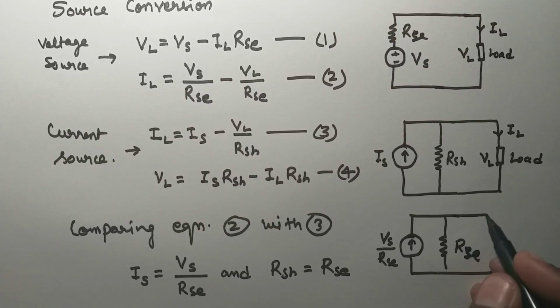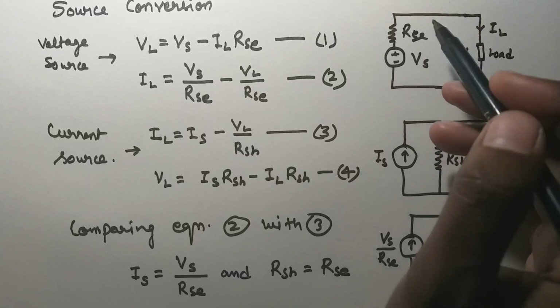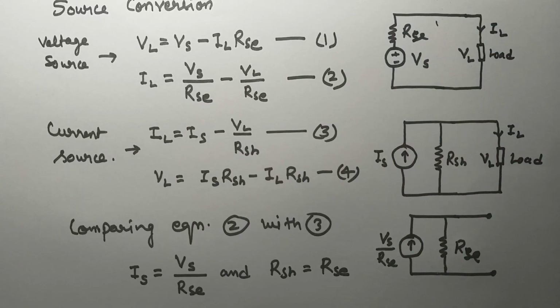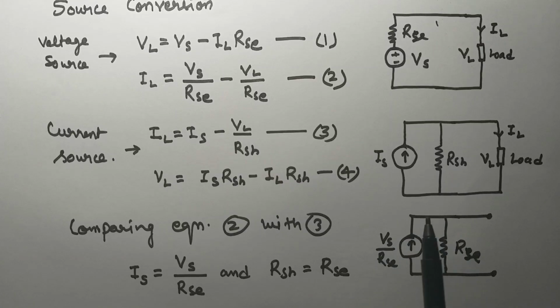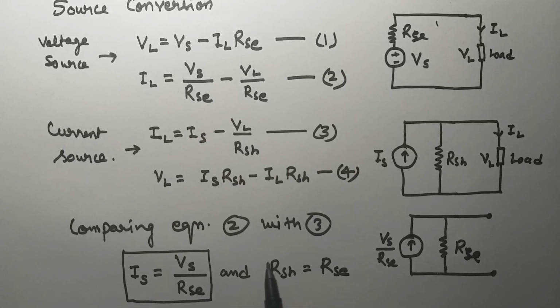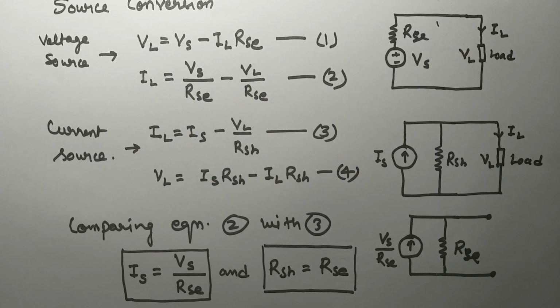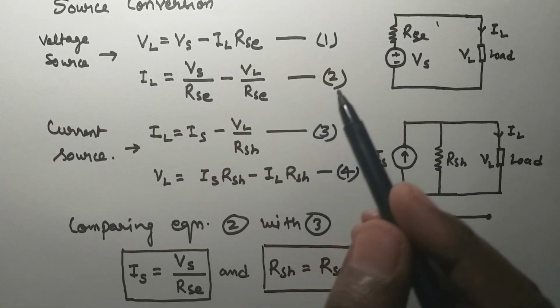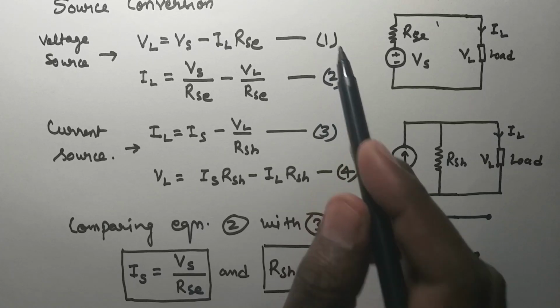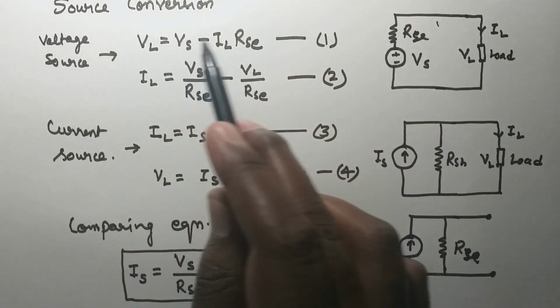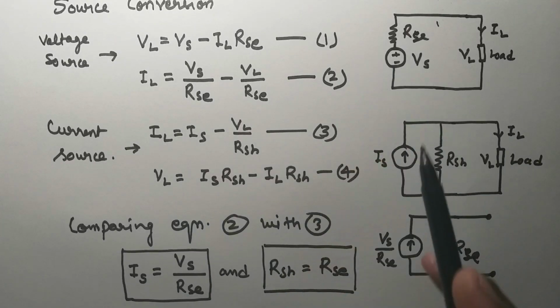So this is the equivalent current source for this voltage source. So this is the conversion of a voltage source into a current source. Similarly, we can convert a given current source into an equivalent voltage source. For that, we need to compare equation 1 with 4. So if we compare equation 1 with 4, both are written in the same form but are for different sources.